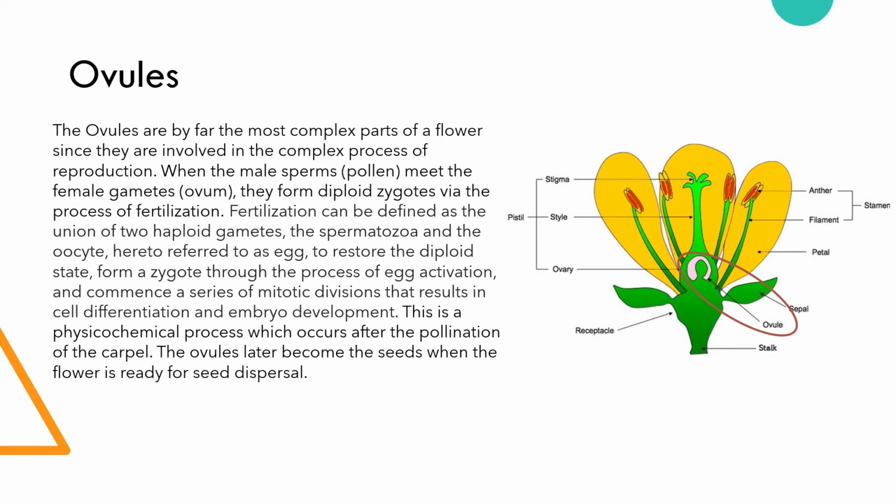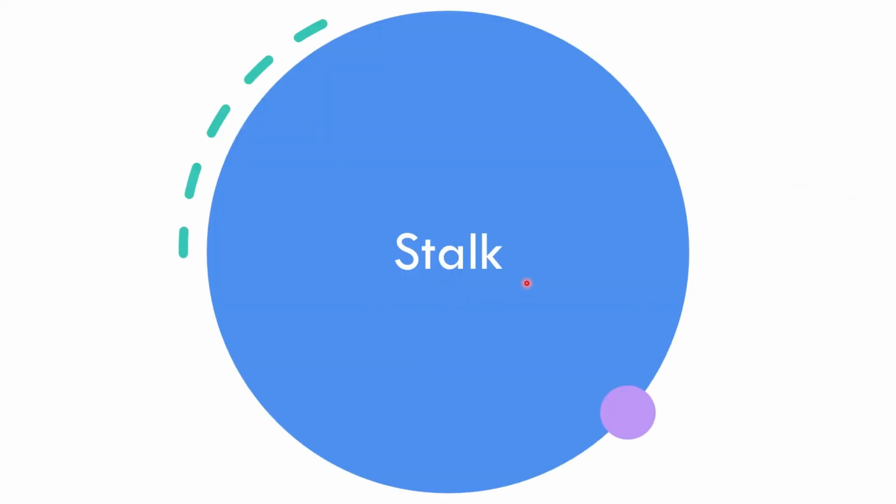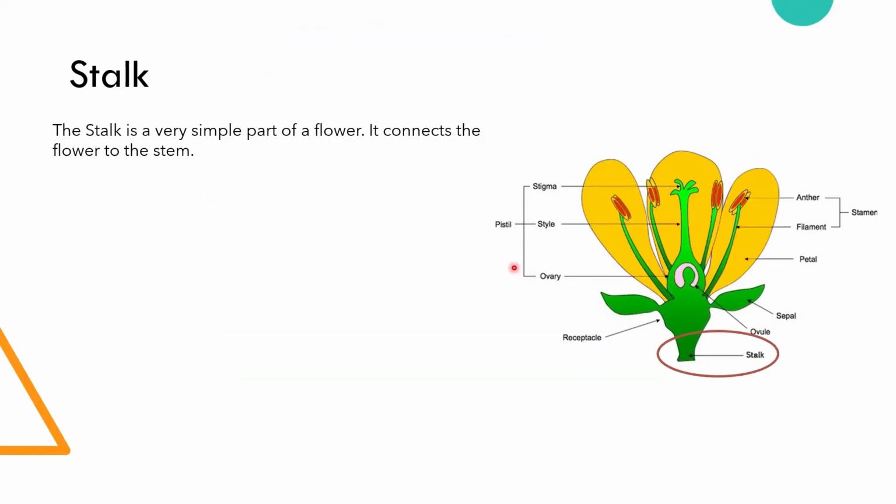So then sepals. The sepals are modified leaf-like structures that encase the developing flower. They can be green or leaf-like or composed of petal-like tissues. So this is just protection. Then we have the stalk. Finally, the stalk is a very simple part of the flower. It connects the flower to the stem, a branch of a tree or a plant, a shrub or whatever.